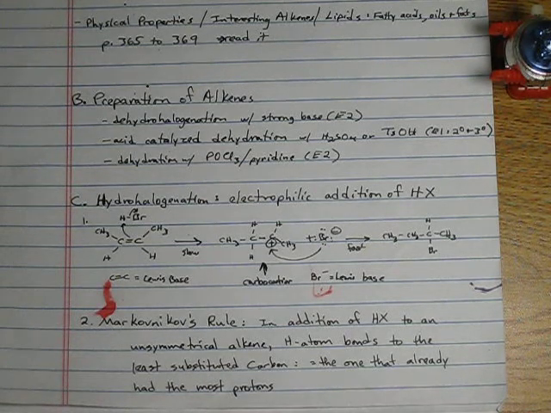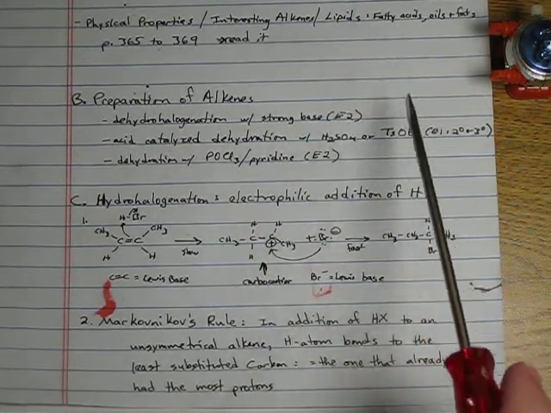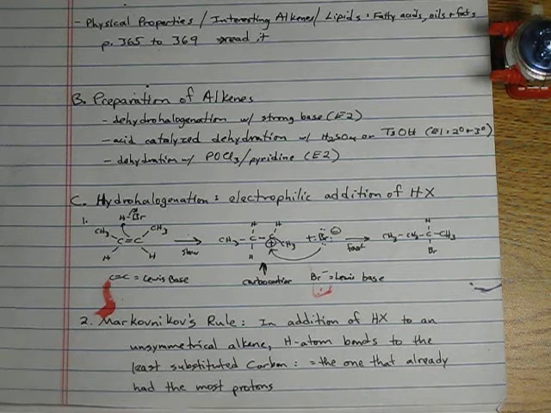Okay, after that intro, note you can look at various physical properties, interesting alkenes, lipids, fatty acids, oils, fats, whatnot. In your book, go ahead and read up on those. Our next section is preparation of alkenes. Good news, this is all review, we don't have to worry about it.